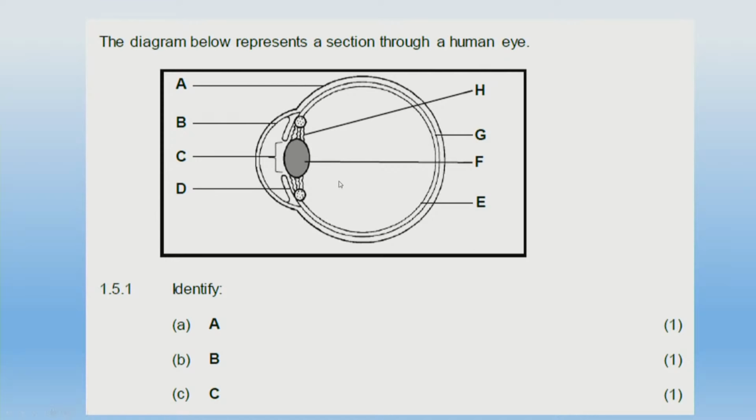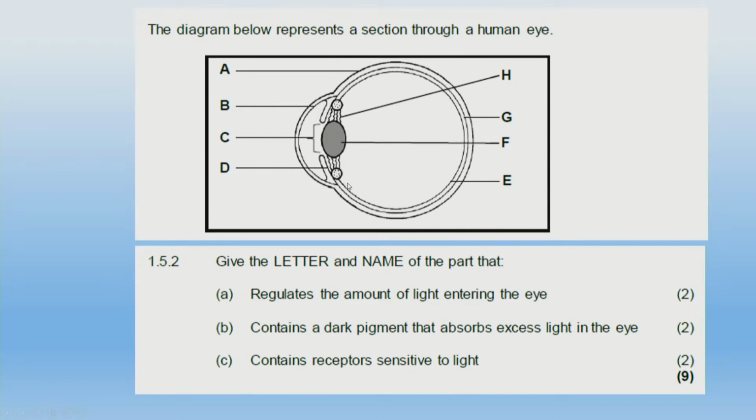So please, again, revise the structure of the eye together with all those parts. And then another thing which is very important, you have to know the functions of all these parts. And then 1.5.2, give the letter and the name of the part that regulates the amount of light entering the eye. So that will be part number D, which regulates the amount of light entering the eye. And then the name of that part will be the iris.